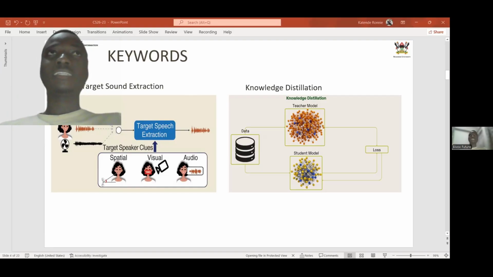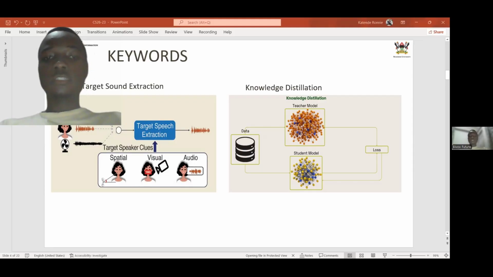Then we have knowledge distillation. This is a model compression technique whereby a large, powerful model, like a teacher model, is compressed, and its knowledge is transferred into a smaller model, like a student model. So we shall be using this.